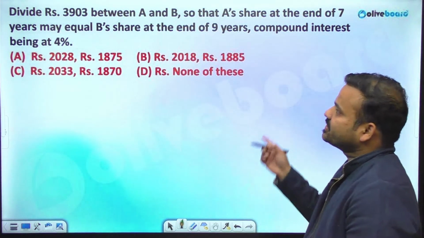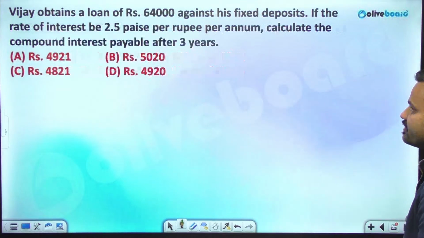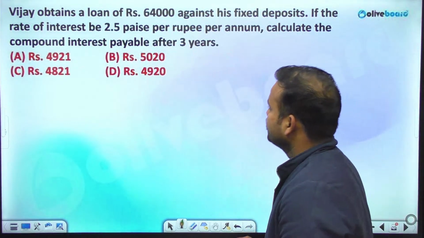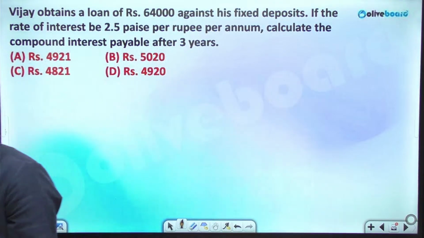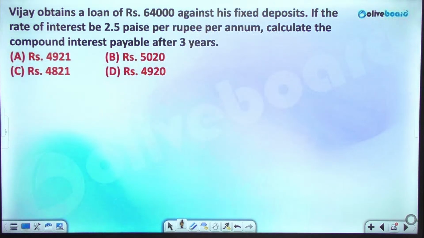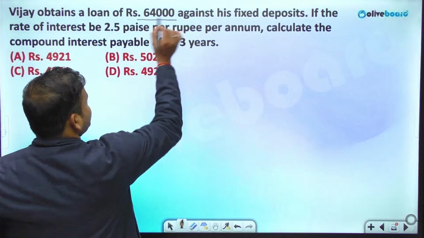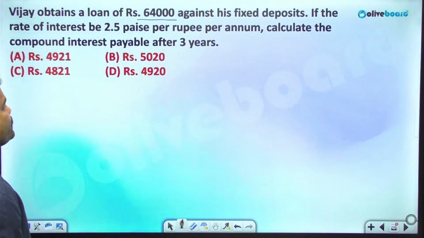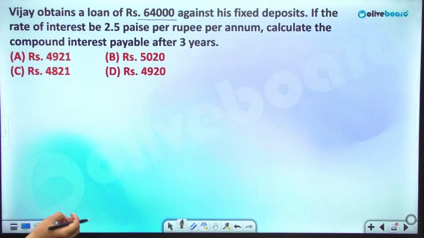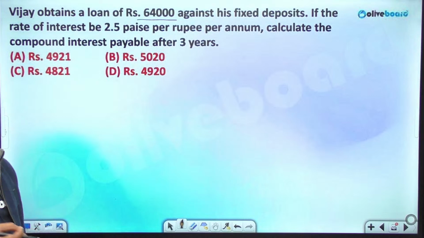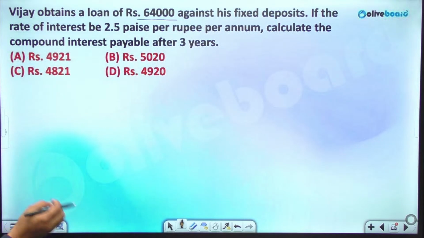This is a repeated question. ये क्या कह रहा है भाई? Vijay obtains a loan of rupees 64,000 against a fixed deposit. If the rate of interest is 2.5 paise per rupee per annum, calculate the compound interest payable after 3 years. What is the amount of interest he is paying after 3 years?